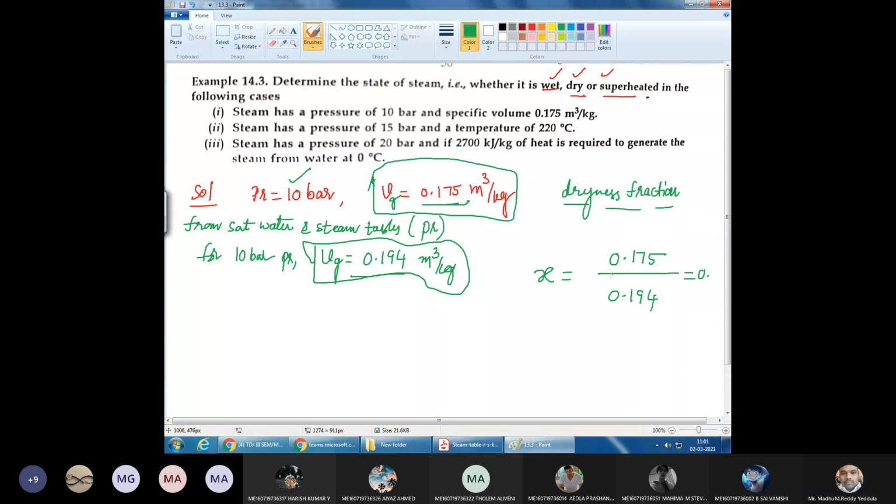Tell me. 0.902. 0.902 means the steam is wet steam. x is equal to 0.902. Therefore, under the first condition, the steam is wet steam. Right, now we'll go to the second condition.